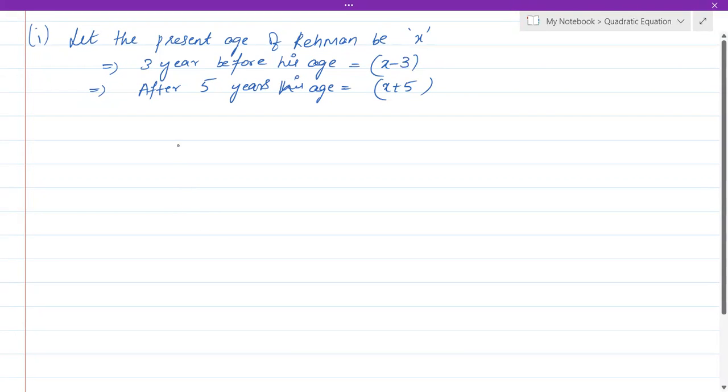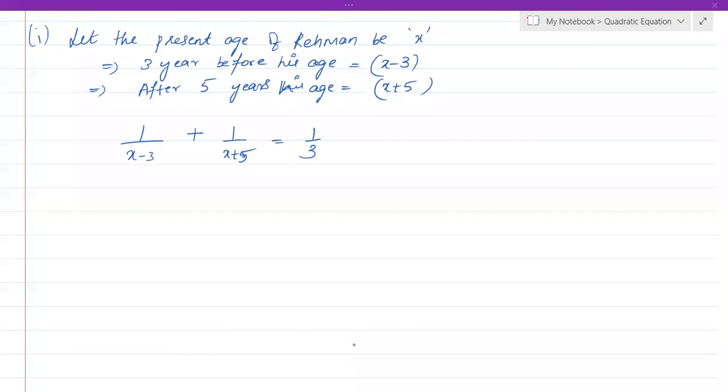Now, what is the question given? The sum of reciprocals of Raman's age. So Raman's age 3 years before is x minus 3. If I take the reciprocal, it will become 1 by x minus 3. Similarly, after 5 years, his age is x plus 5. If I take the reciprocal, it will become 1 by x plus 5. If I add these, that is equal to 1 by 3. Is it 1 by 3? Let's check it. Yes, it is 1 by 3.